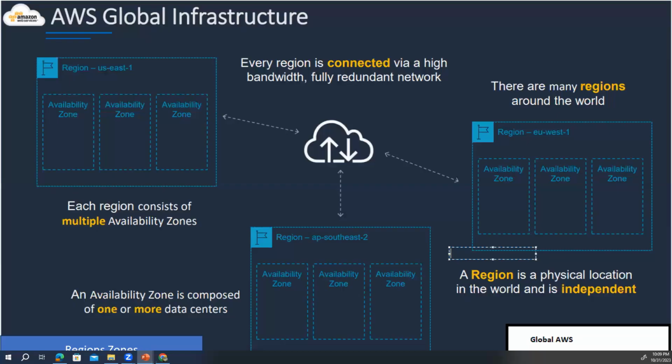So when you go here, the first thing you have is these regions, and within these regions you have these availability zones. Each region is connected by a high bandwidth, fully redundant network here. In this particular region, you're going to have these availability zones. These are all the availability zones where the data centers are present. An availability zone consists of one or more data centers. A region is a physical location in the world, and it is independent. This is the global AWS that you have been using here, basically.